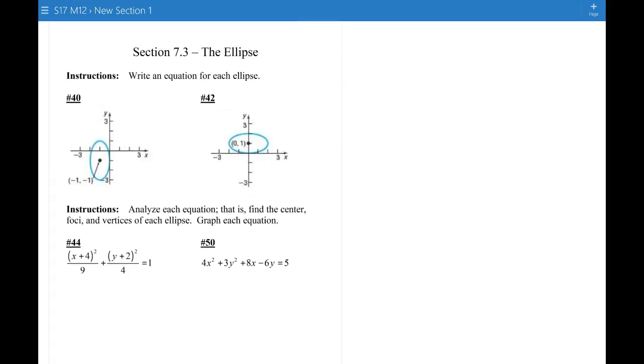Okay, so we do need to be able to write an equation for an ellipse. And here we have number 40 where the center is at (-1, -1). So I'm going to have x minus the x coordinate of the center, so that's going to be (x + 1)² over something. Y minus the y coordinate, which is -1, so that's going to be (y + 1)² over something equals 1.